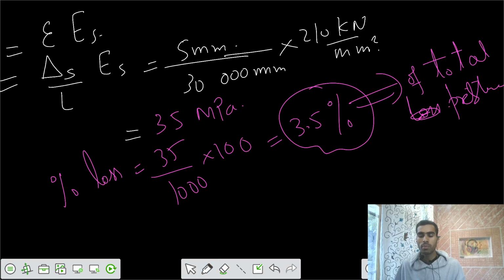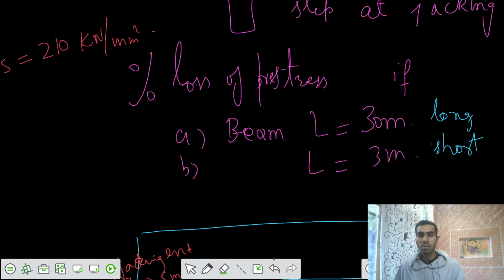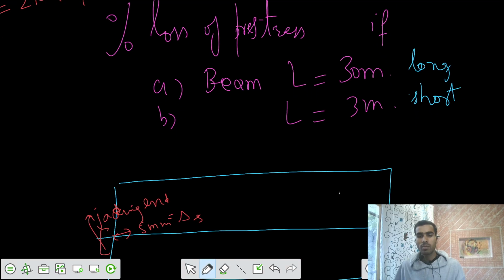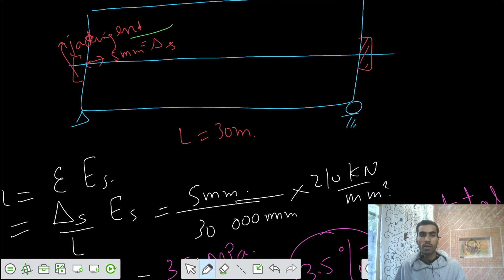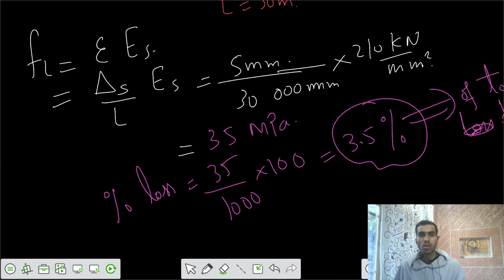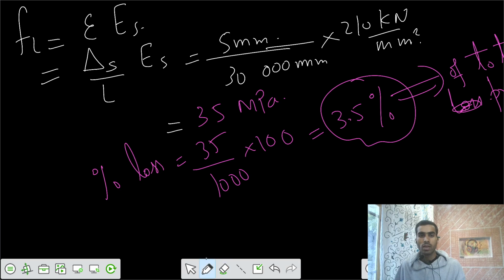Okay, let's take the second part, if the length is only 3 meters. Second case is there, if the length is only 3 meters. All the data is the same, your slip is not going to change. Slip is a function of the anchorage system, so slip is going to remain fixed. If the slip is fixed, only the length is going to change. Now the length is only 3000 millimeters.